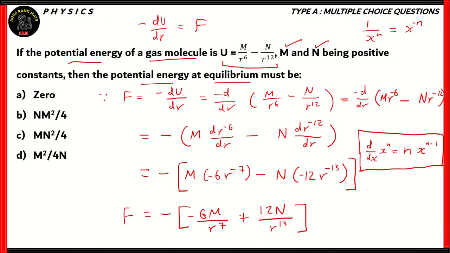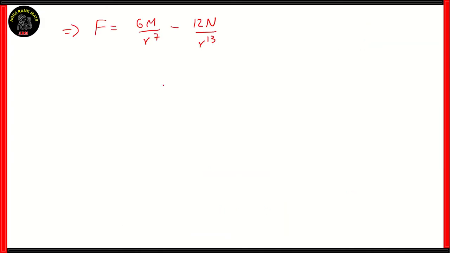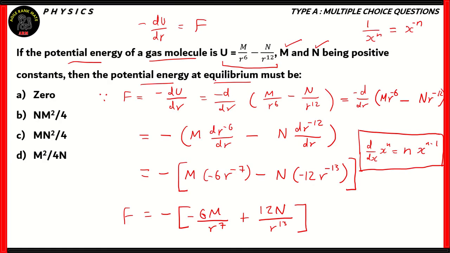So the signs get changed because there's a minus 1 multiplied to both terms. So this is the formula for force. So this is what force looks like when the potential energy is m by r raised to 6 minus n by r raised to 12. So once we've done that, we need to find the potential energy at equilibrium.